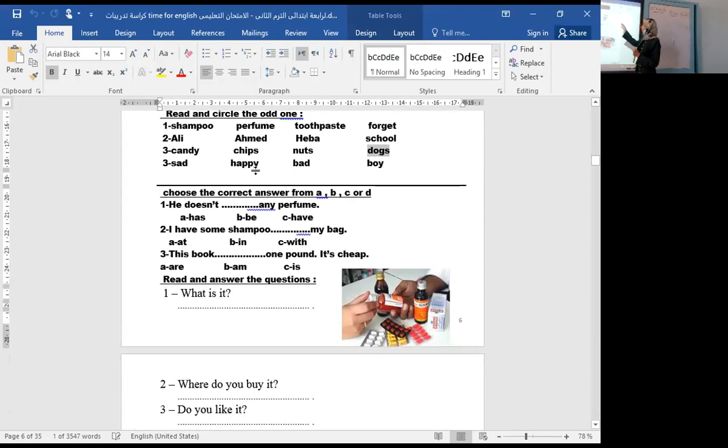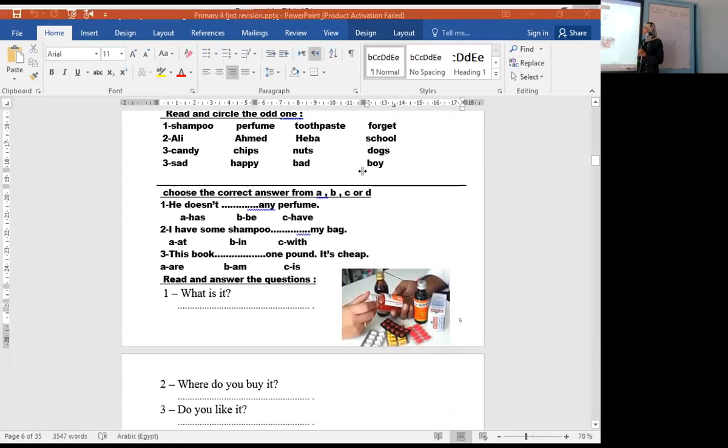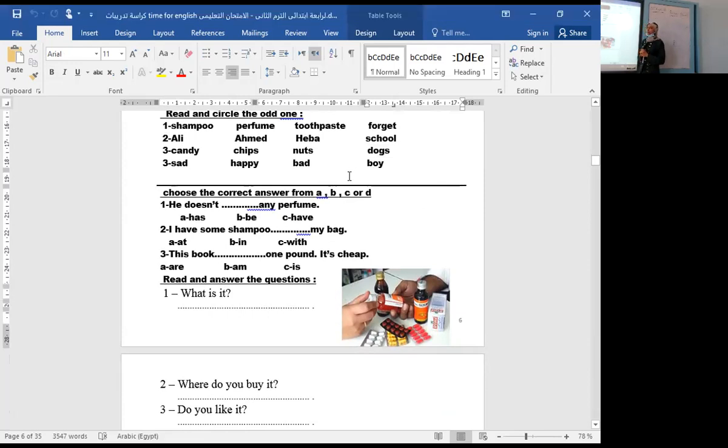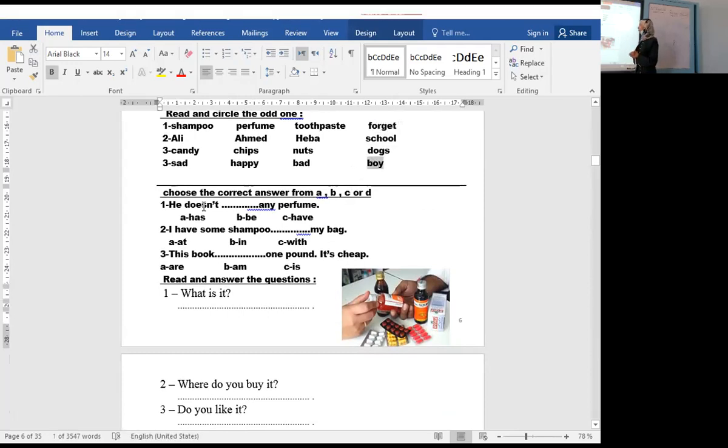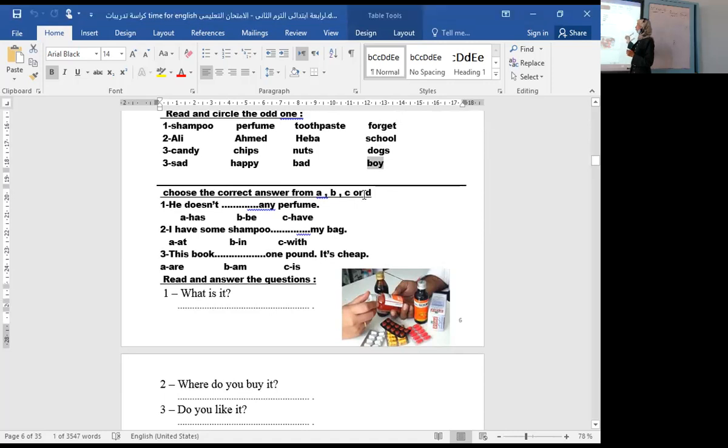Sad, happy, bad, and boy. What is the odd one here? Okay, boy, of course, boy, because all these are called adjectives, but boy is a noun. Choose the correct answer from A, B, C, or even D.